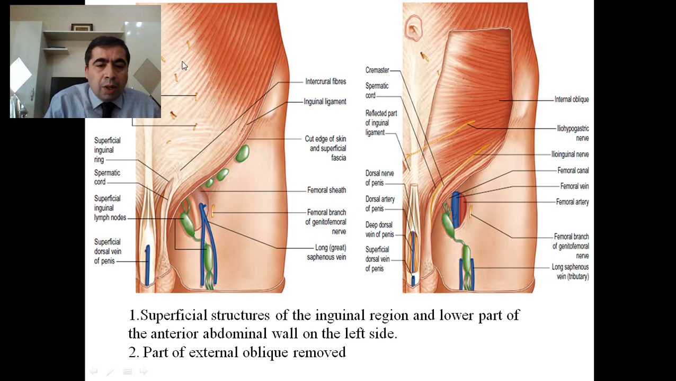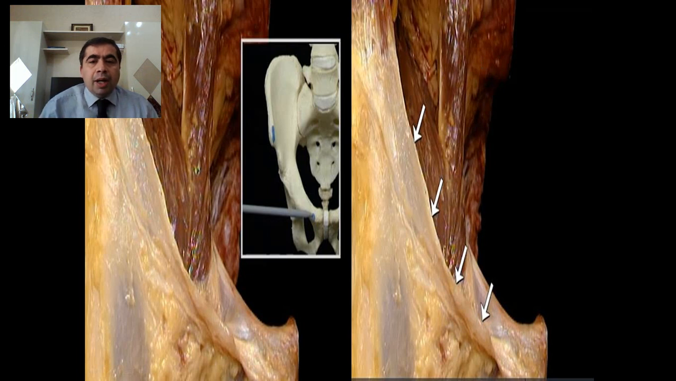have been shown on this side, and the lower part of the anterior abdominal wall, with the lymph nodes, superficial and deep inguinal lymph nodes are here. Part of the external oblique muscle is also removed at this site in this picture. And you are looking at the inguinal ligament again on the skeleton. The attachment points of this ligament have been shown: the anterior superior iliac spine and the pubic tubercle.